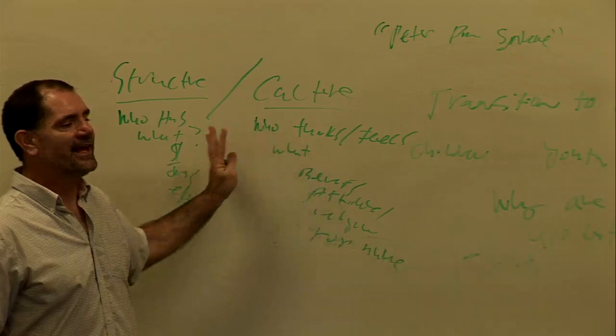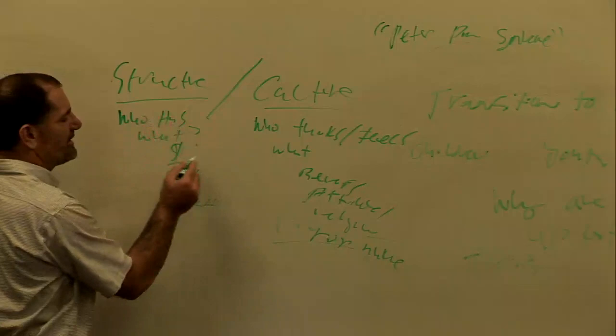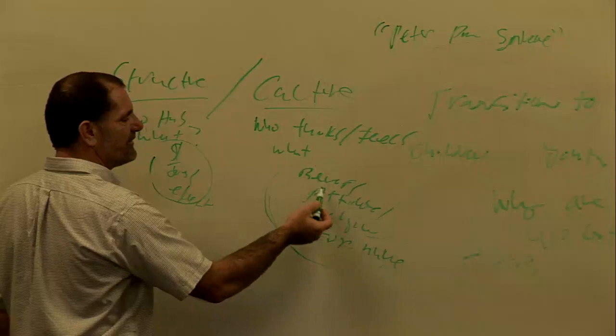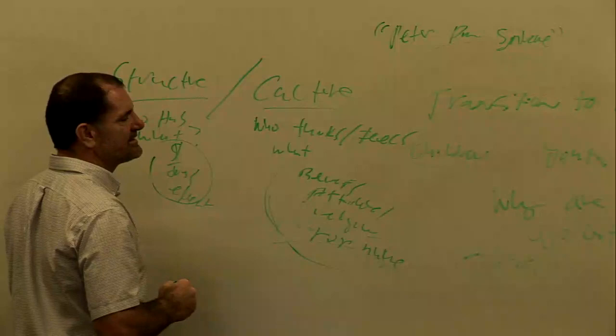Is it the structure of society that's making people act a certain way? They can or can't do certain things based on their money and education and jobs? Or is it that people are choosing to do or not do certain things based on their beliefs and attitudes and their cultural way of thinking? And really, as we'll see in this class, a lot of issues come down to this basic thing.